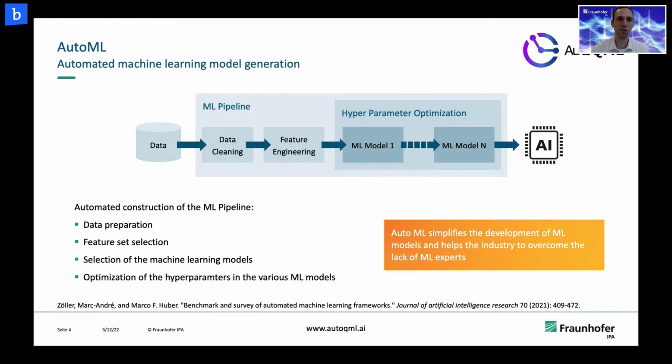In the end you load your data into an AutoML ecosystem, and it will generate the machine learning pipeline more or less automatically, probably over a week or a couple of days, and then return a trained and selected machine learning model, which you can then use for predictions. Therefore, AutoML simplifies the development of machine learning models and helps the industry to overcome the lack of machine learning experts.